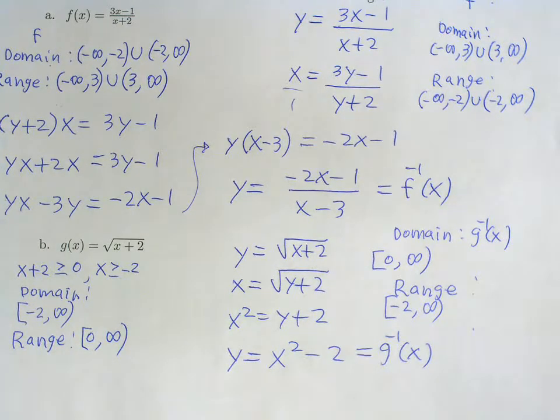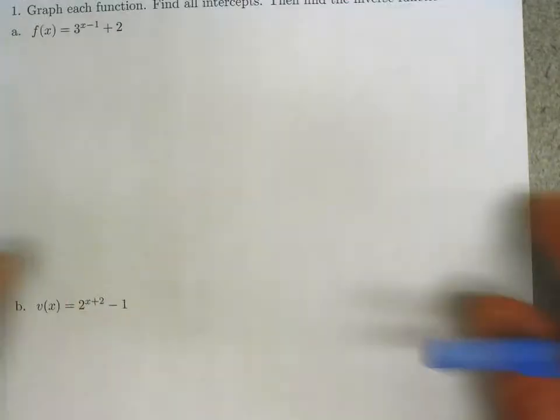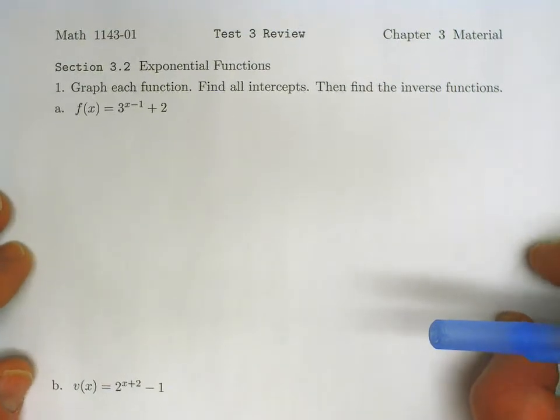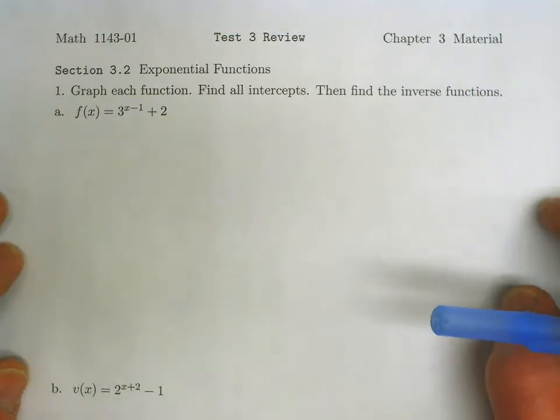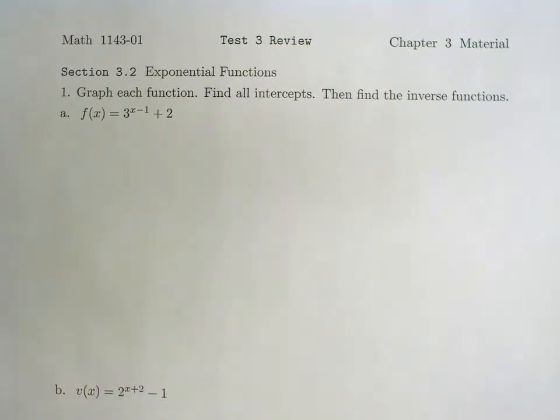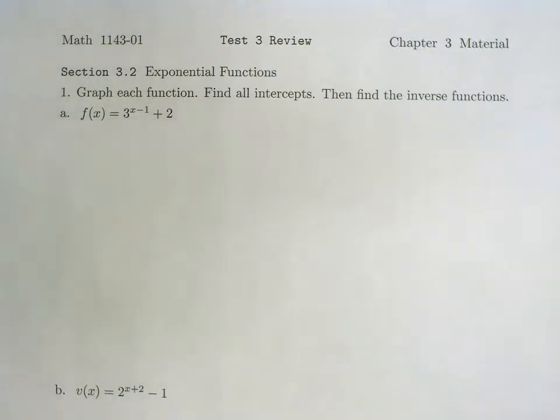Okay, we'll move on then to section 3.2. Okay, section 3.2 is on exponential functions. So we'll graph each function, find the intercepts, then find the inverse functions.